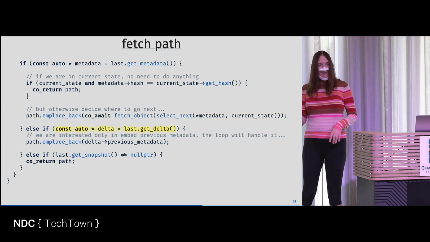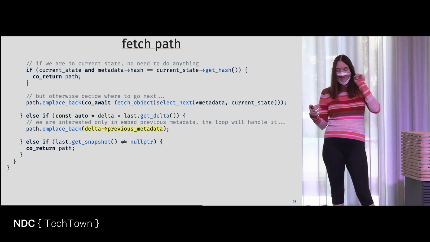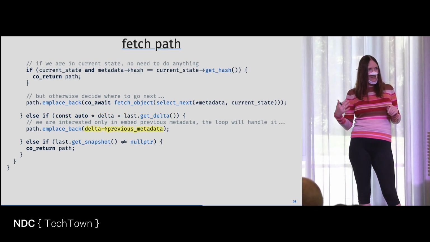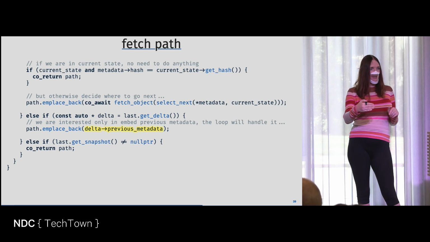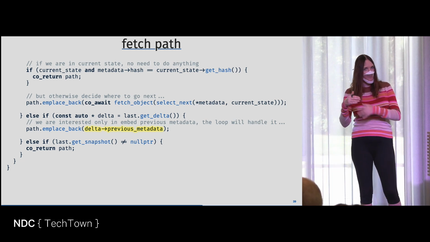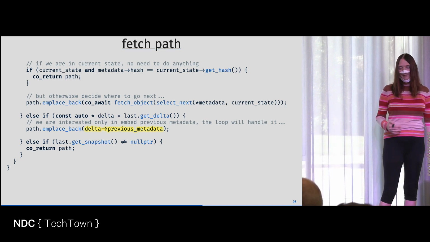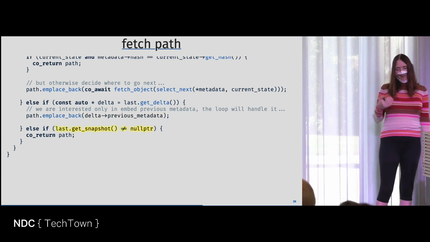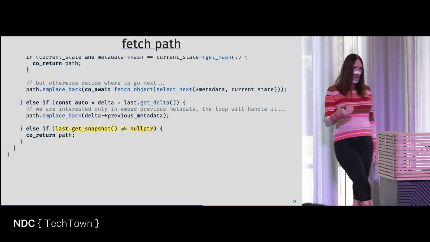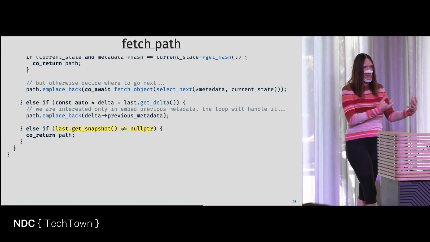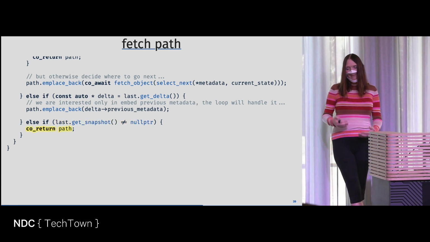But if you got a delta, you will place the previous metadata from the delta itself on the path. You don't need to download anything because you already have the metadata as part of the delta. And continue. If you get a snapshot, it is always the end of the path because that's all you need for the update. Then you return the path.